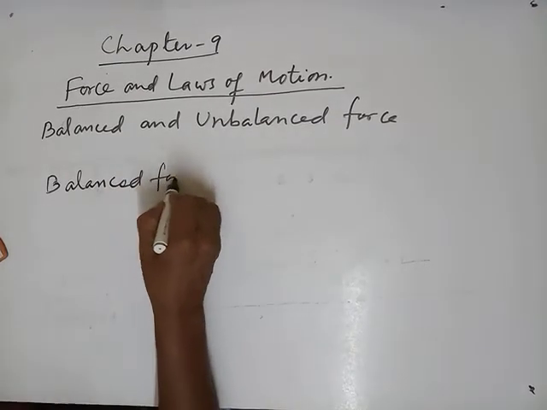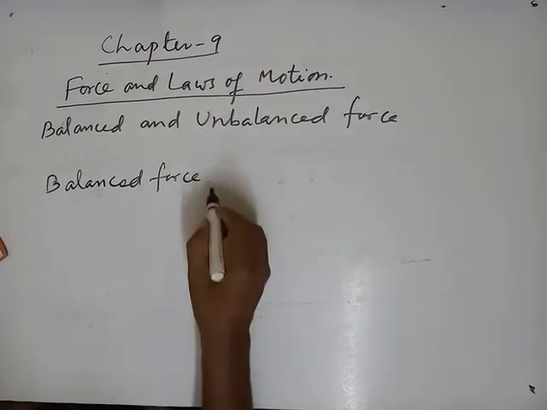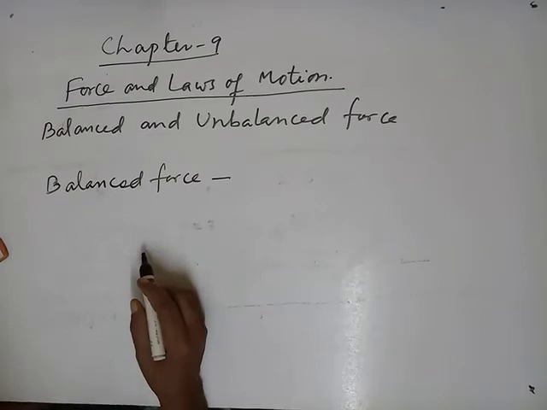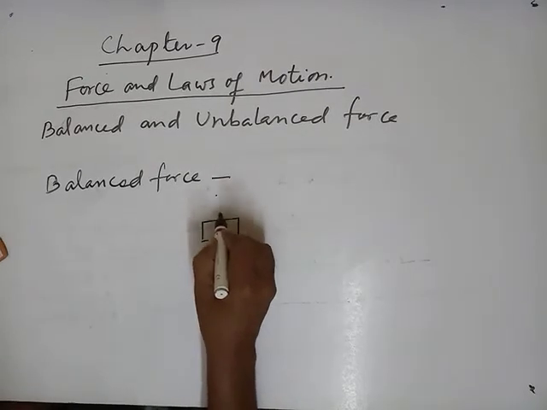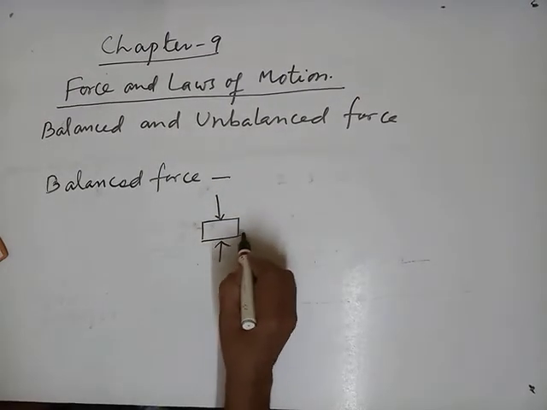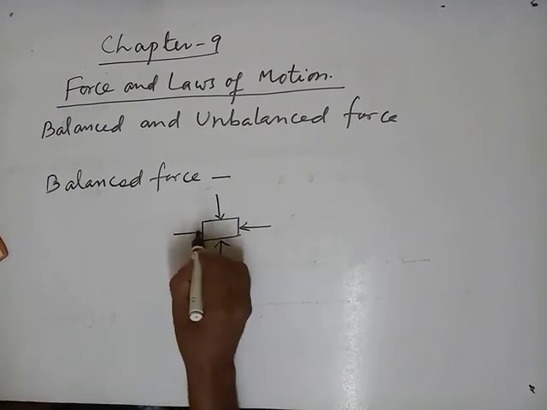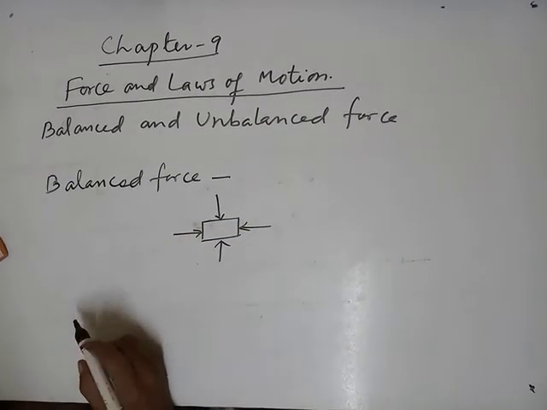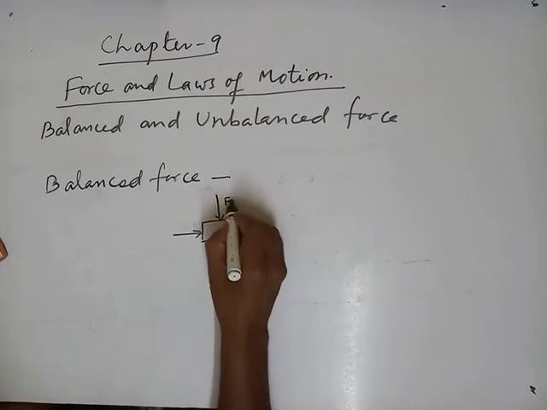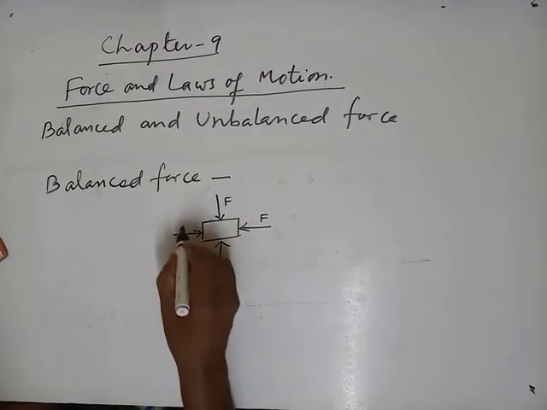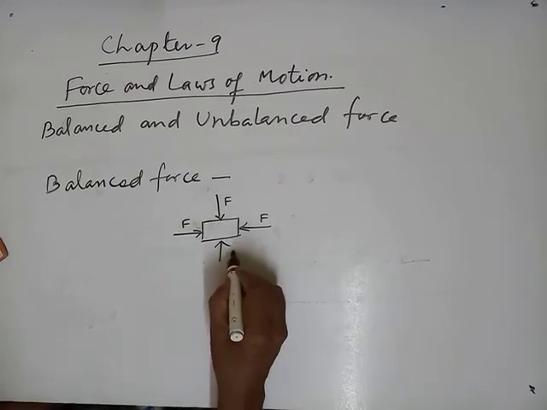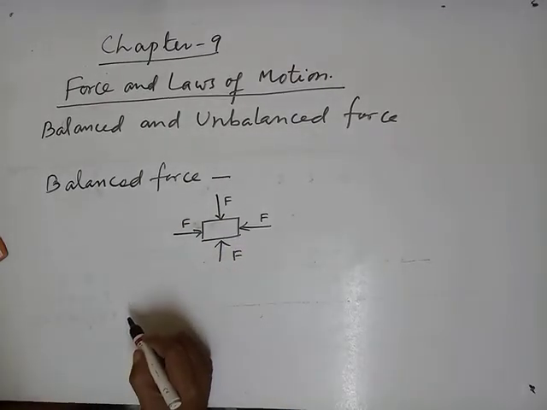Balanced force. When two or more forces are acting on a body, and when no motion is produced in the body, that is called the balanced force. Now look here, this is a force acting downward, this is the force acting left hand side, the force acting right hand side, and the force acting upward here.